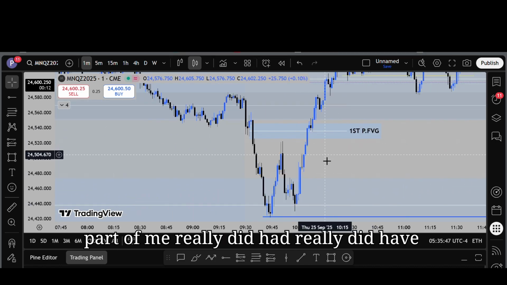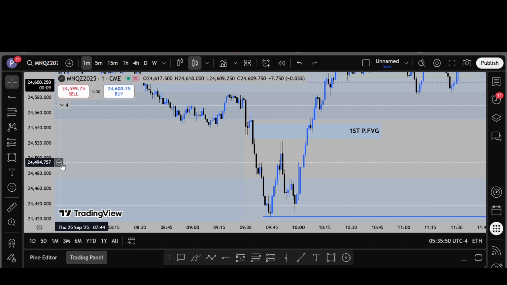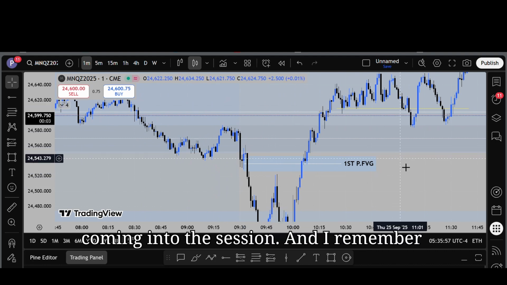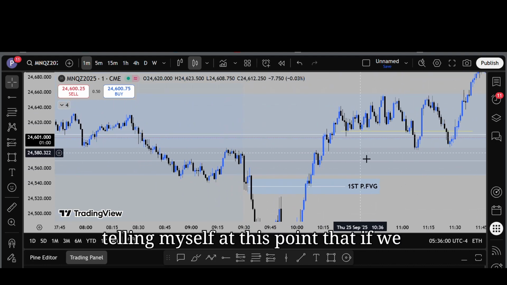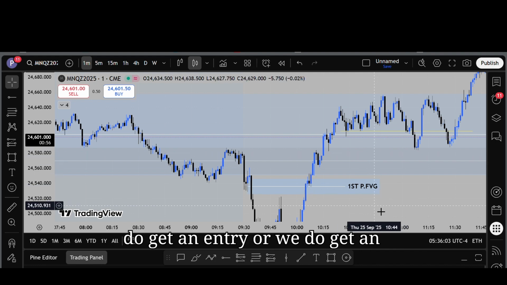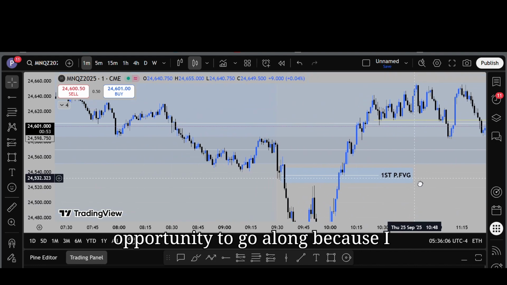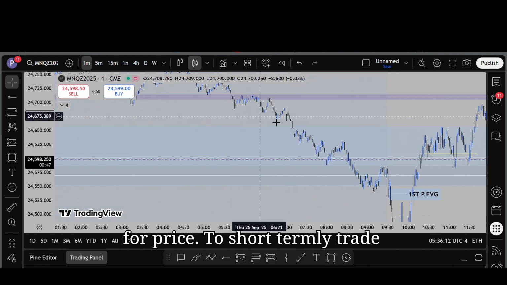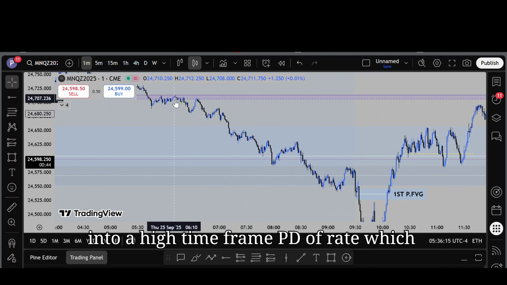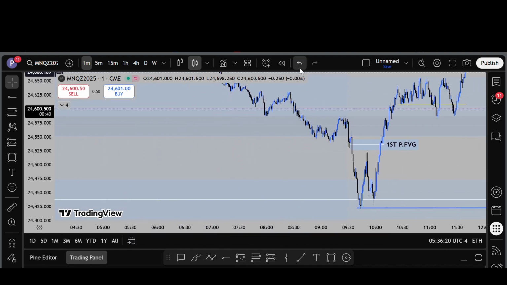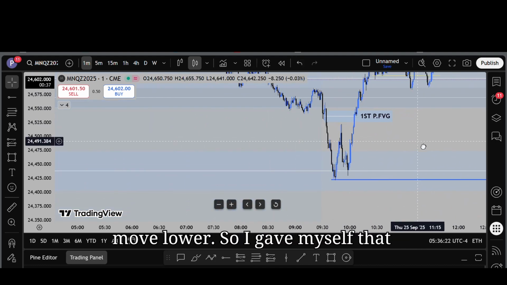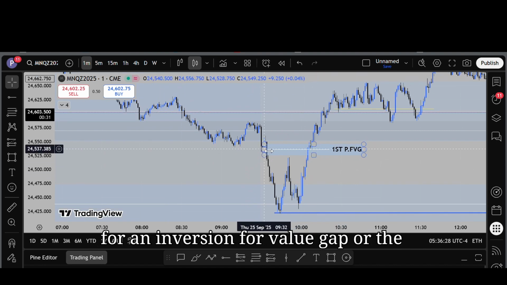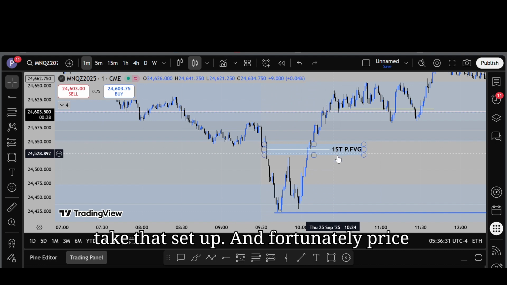To be honest, part of me really did have a buy side liquidity target for the day, because I remember telling myself at this point that if we do get an entry or an opportunity to go long, because I definitely saw that there was potential for price to short-termly trade into a higher time frame PD array, before we could actually continue our move lower. So I gave myself that permission that if I see my trade set up for an inversion fair value gap or the first presentation fair value gap, I would take that setup.